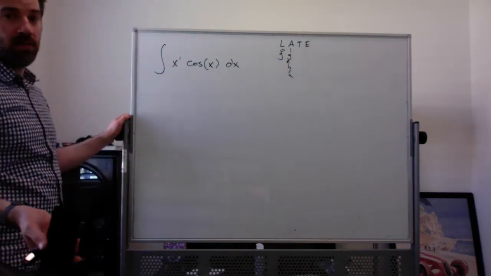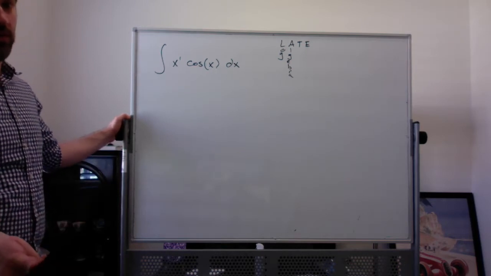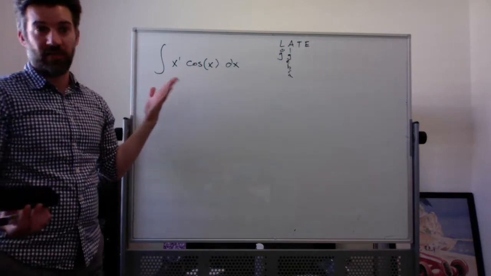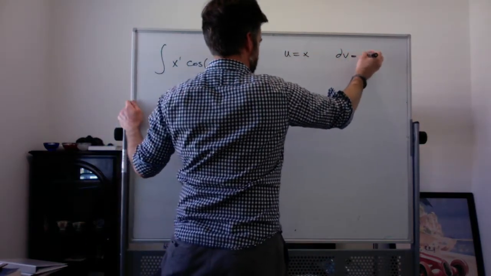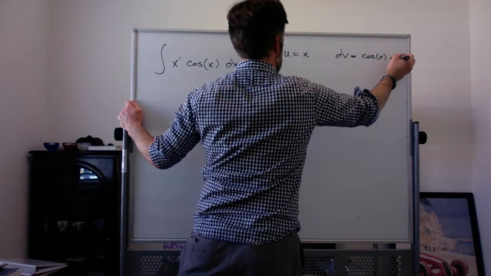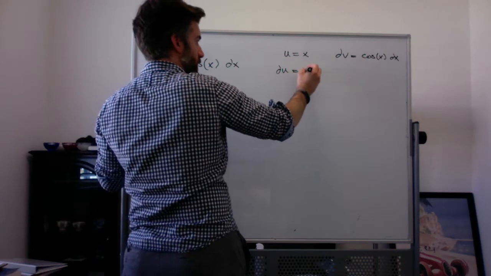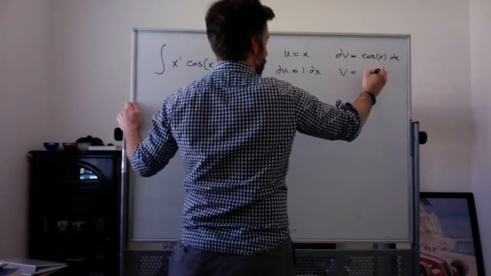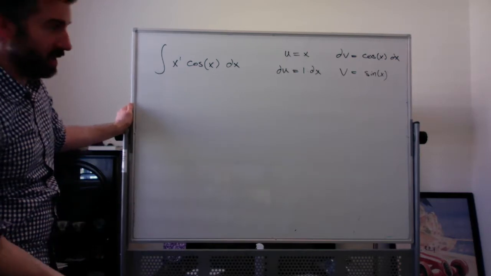And the other way to remember how to pick u and dv is that dv should be the most complicated thing that's still relatively straightforward to anti-differentiate. Cosine is definitely more complicated than just x, and we know how to anti-differentiate cosine. So I'm going to pick u equal to x. dv has to be everything else. The derivative of x is just 1, so du is 1 times dx. v, the antiderivative of cosine of x, is positive sine of x, just like the derivative of cosine of x is negative sine of x.